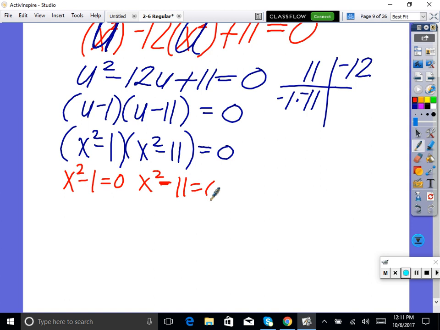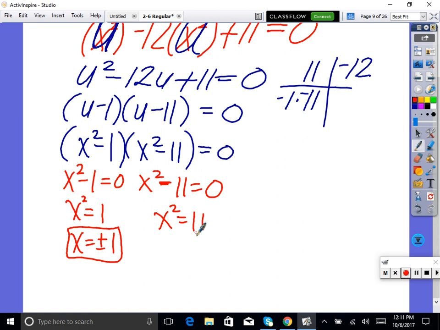Yeah, you'll need another piece of paper for sure. So we add 1. So x is equal to plus and minus 1 again. Add 11. Square root. So x is equal to plus and minus root 11, which doesn't break down. And once again, it's degree 4, so we need 4 solutions. Yes. Okay.